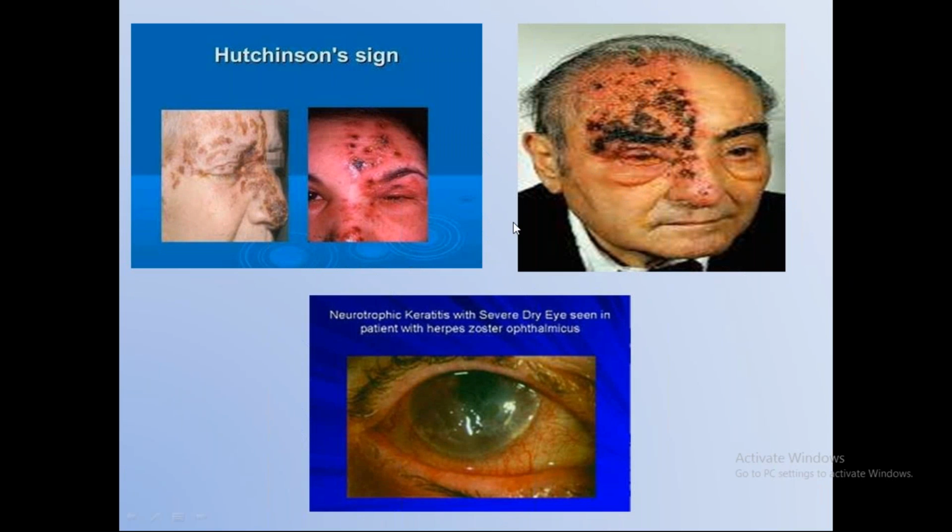You can see these are the lesions. So this is also because there will be neurotropic keratitis also seen with herpes zoster ophthalmicus. So you can see it is not crossing the midline here, usually involving the forehead and the upper lid, but it may also involve the side of the nose, but usually it will not cross the midline. So what is Hutchinson's sign? You know people, what is Hutchinson's sign? So the patient will have unreactive pupil.